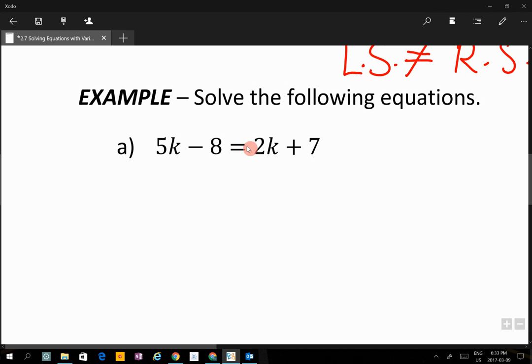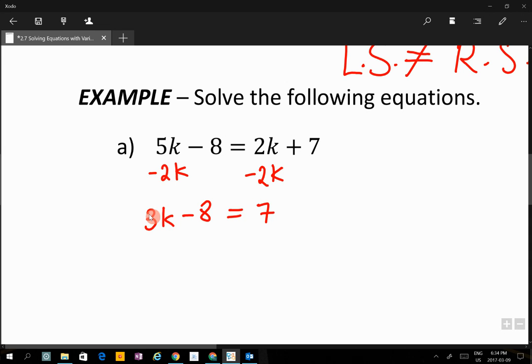Okay, so I'm going to get rid of the 2k here by subtracting 2k on both sides of the equation, because whatever you do on one side, you have to do on the other to balance it. So if I subtract 2k over here on the right, 2k take away 2k is 0, and I'm left with 7, so I have to put 7 here. And on the left side, I have 5k minus 2k, which is 3k, and then I have my minus 8. And so now I have taken this equation with a variable on both sides of the equal sign, and I've reduced it down to just an equation with the variable on one side.